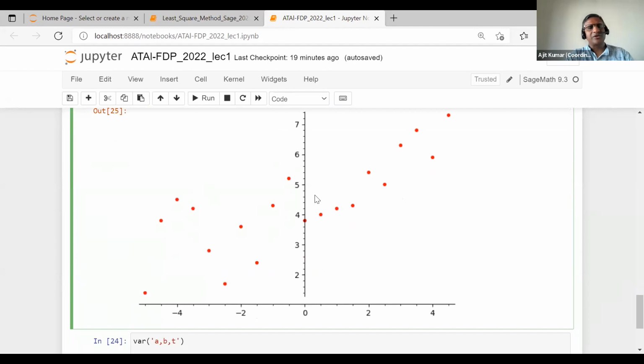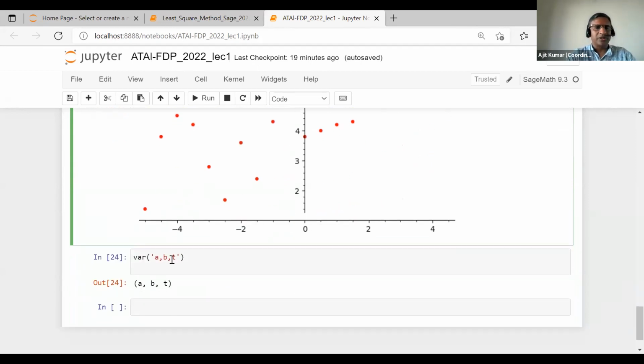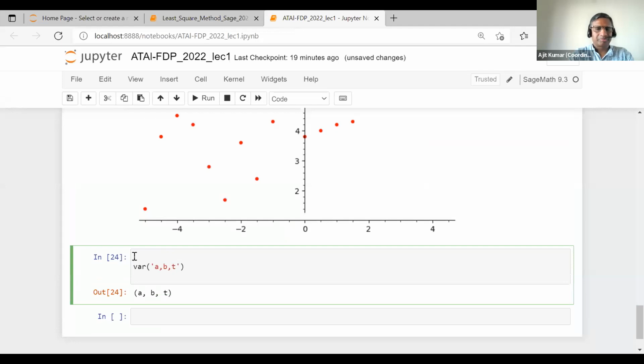Okay. Now, let us say we want to fit a cubic to this. What is it that we want? We want to fit a cubic. Let us say y is equal to ax cube plus bx square plus cx plus d. This is what we want to fit.